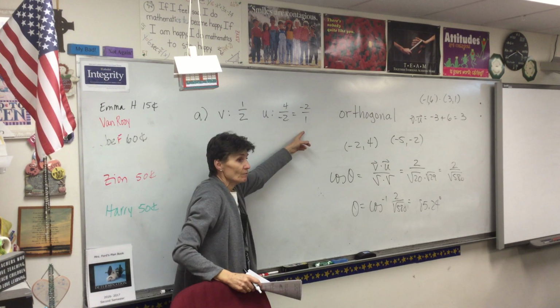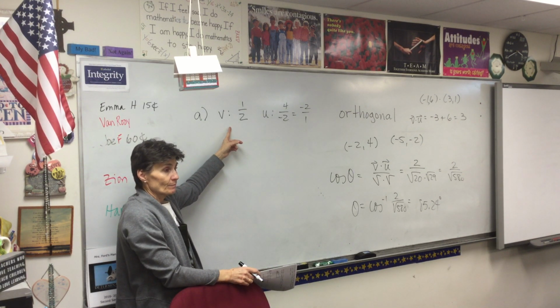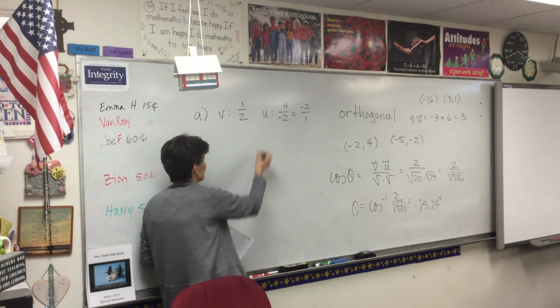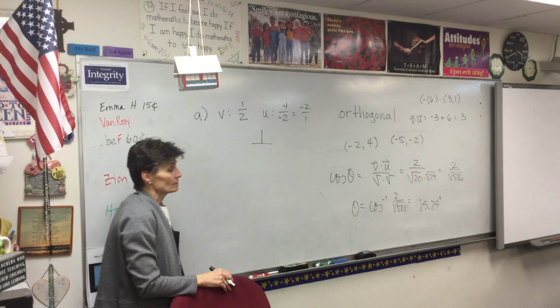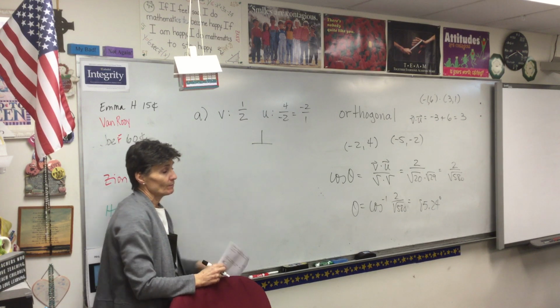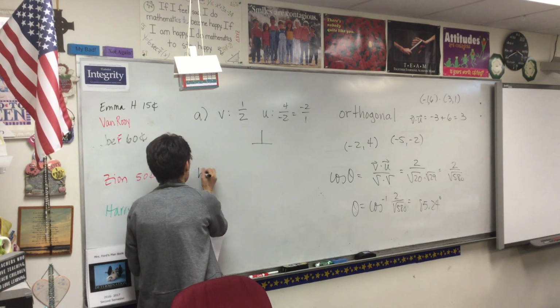Tell me about those 2 vectors. They're opposite reciprocals, which means these guys are orthogonal. What happens if I do their dot product? I get 0. All right, let's look at B.